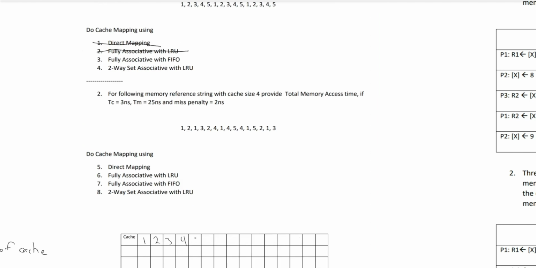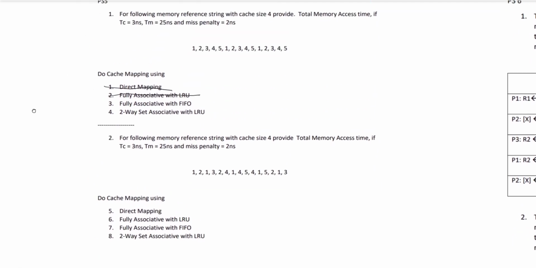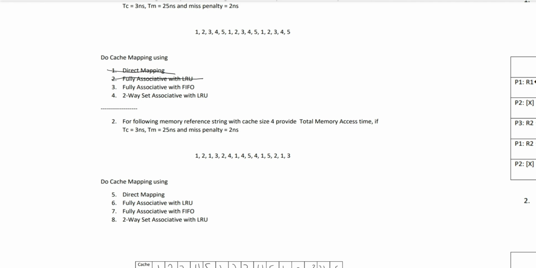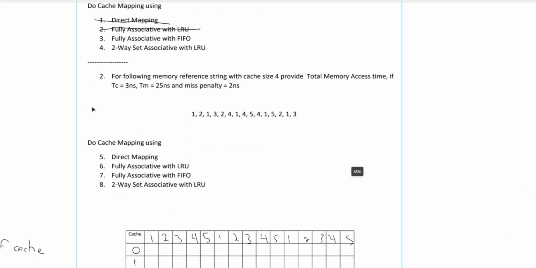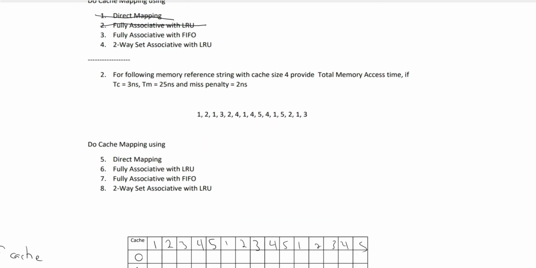Okay, let's redo it. 1, 2, 3, 4, 5. Oh, it was just 1, 2, 3, 4, 5. Cache size is still 4, right? Yeah, okay, good. Okay, 0, 1, 2, 3. Well, fully associative with FIFO.